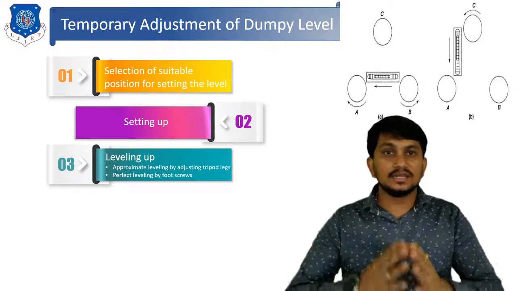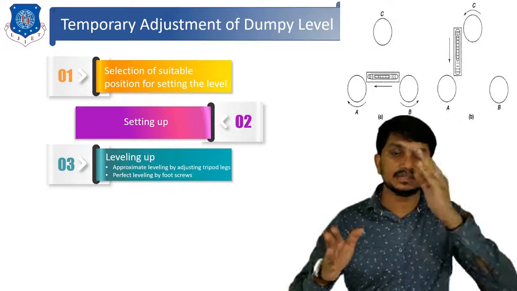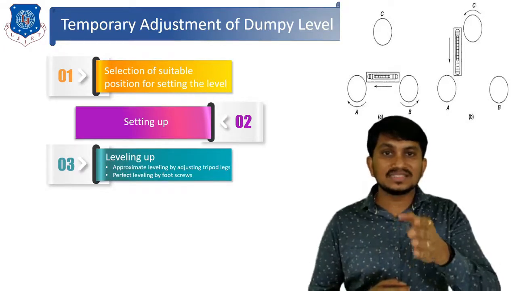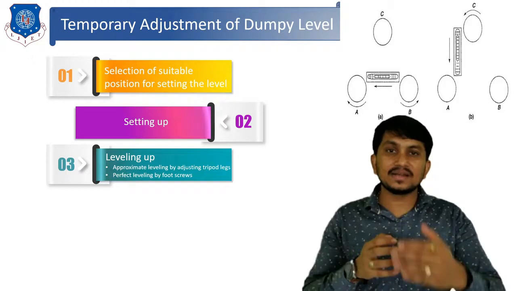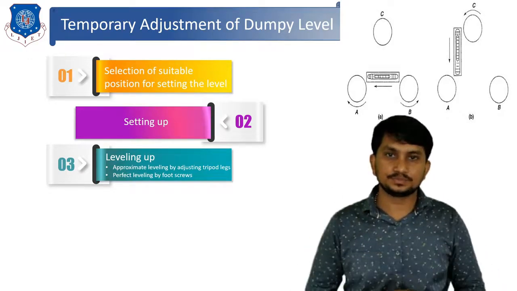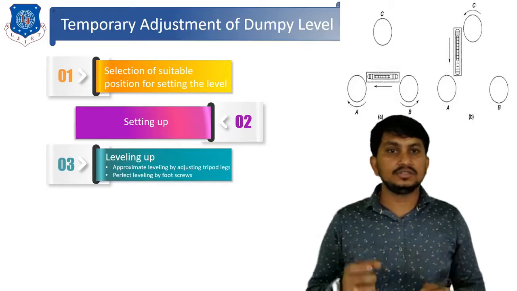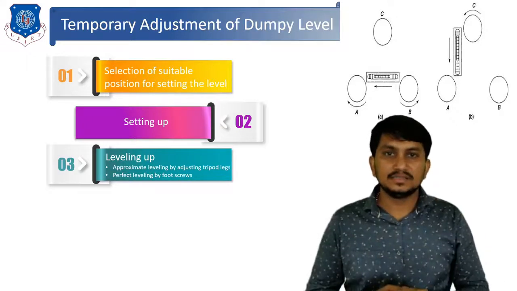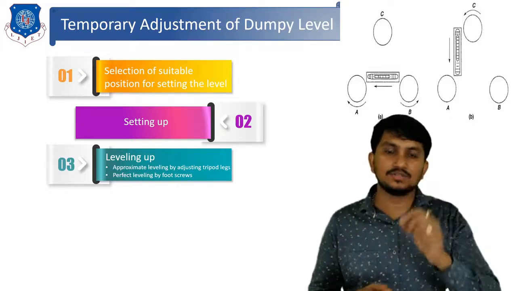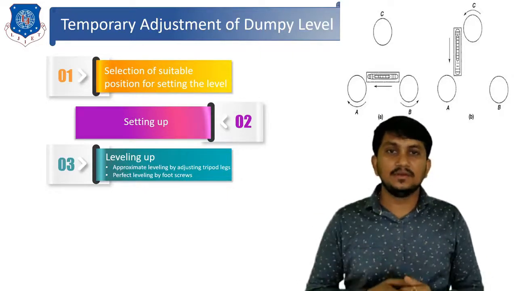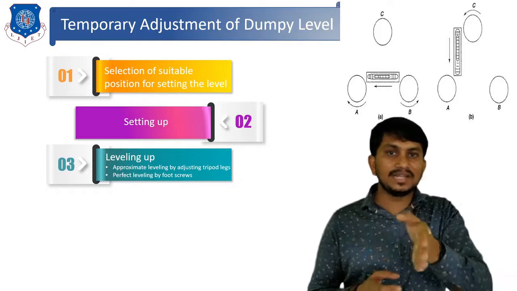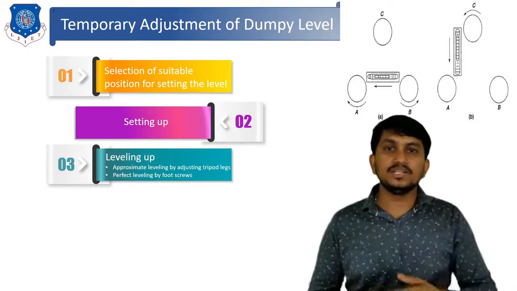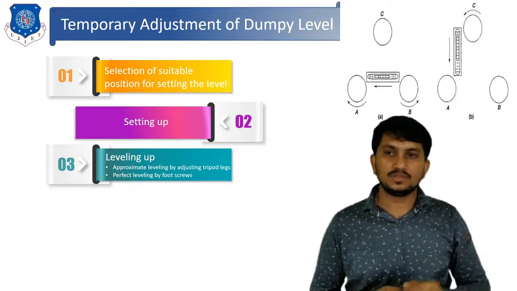For that, we first name these screws as A, B and C. After naming these screws, we turn the telescope such that the level tube is exactly parallel to the line joining A and B screws. After that, we turn screws A and B with our thumbs, inside or outside, such that the bubble in the bubble tube is brought to the center position. After doing this, we turn our telescope by 90 degrees, so that the level tube is exactly perpendicular to the line joining A and B. You can clearly see this position.